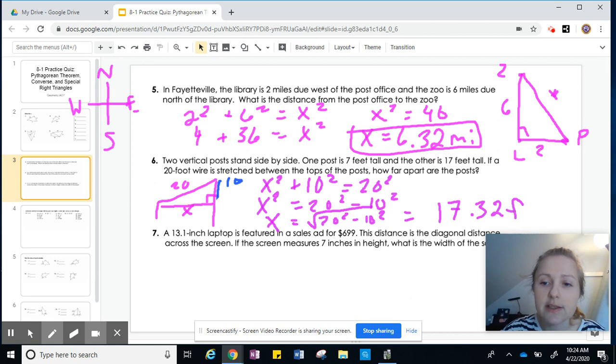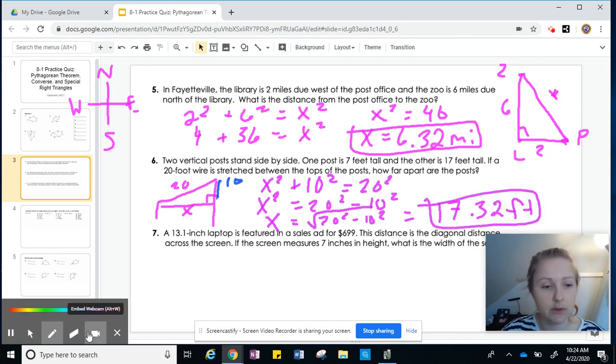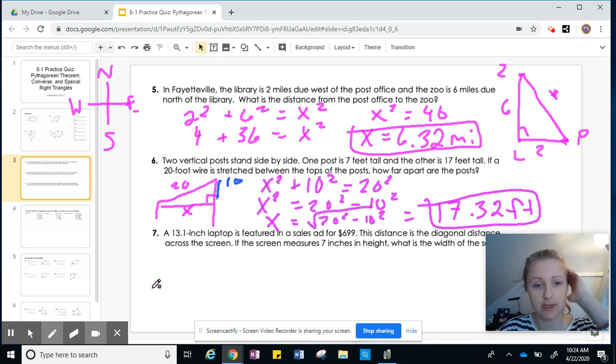And our unit is feet. All right, so that's that one. Moving on to the next one, we have a 13.1-inch laptop featured in a sales ad for $699. This distance is the diagonal distance across the screen.